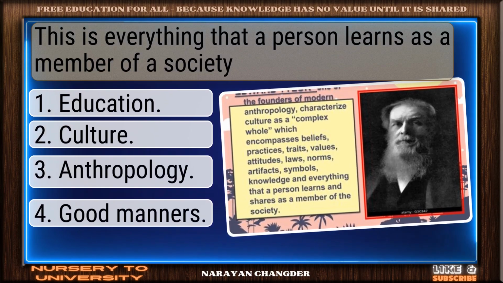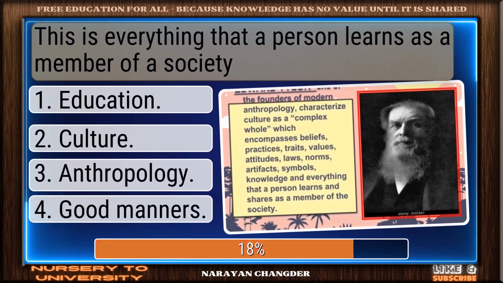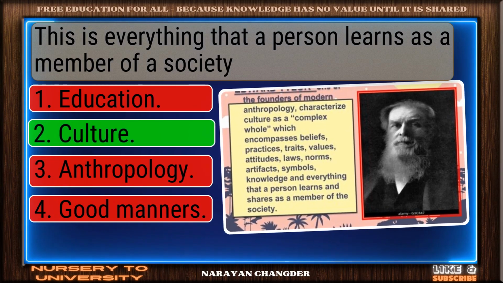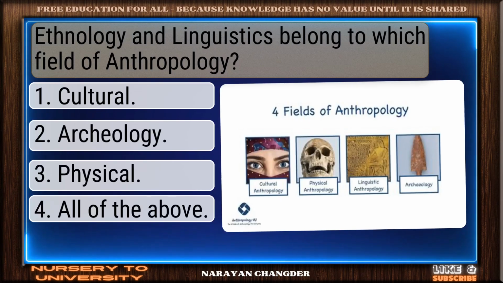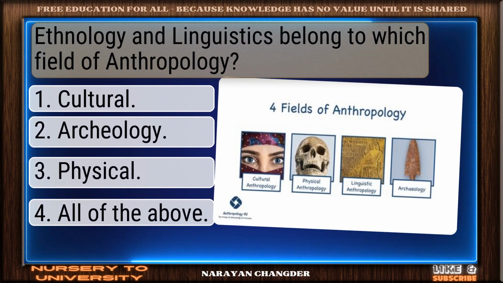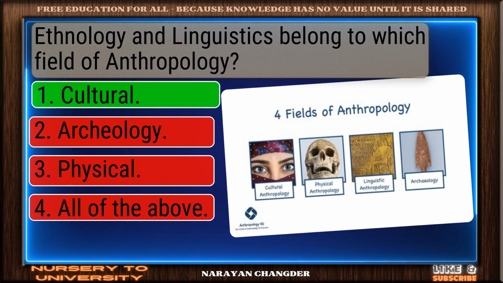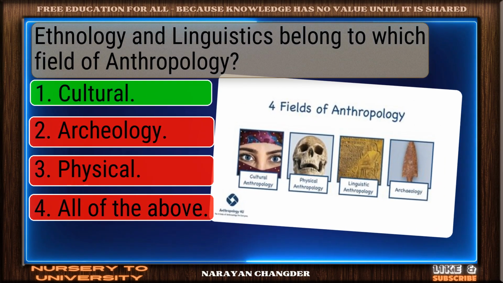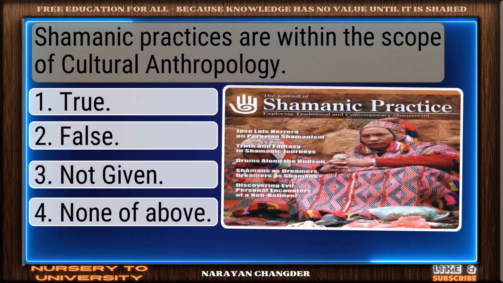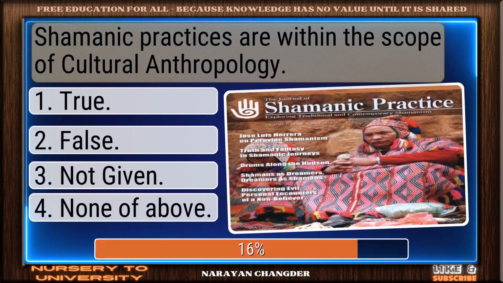This is everything that a person learns as a member of a society. You chose culture, and it is correct. Ethnology and linguistics belong to which field of anthropology? Good thinking. Cultural is the right answer. Shamanic practices are within the scope of cultural anthropology.